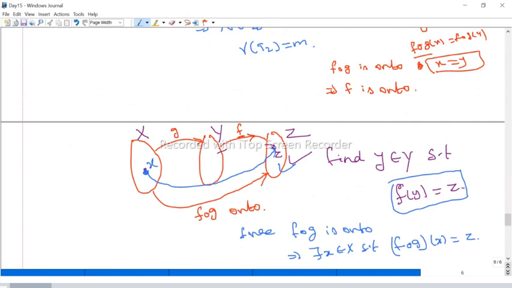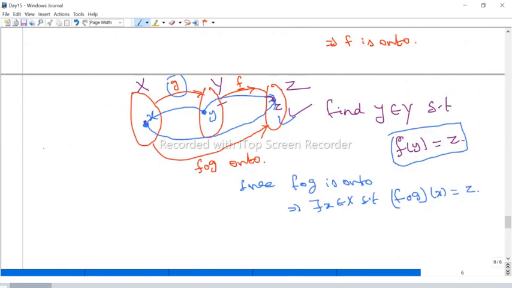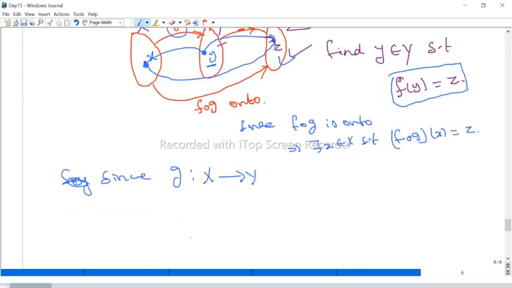And we know that given any X in X, we have a function G from X to Y. Therefore, this X maps to somewhere here, we call that element Y. Since G is a function from X to Y, and X is an element in X, this G takes the small x to some element in capital Y, we call small y. Now, substitute.